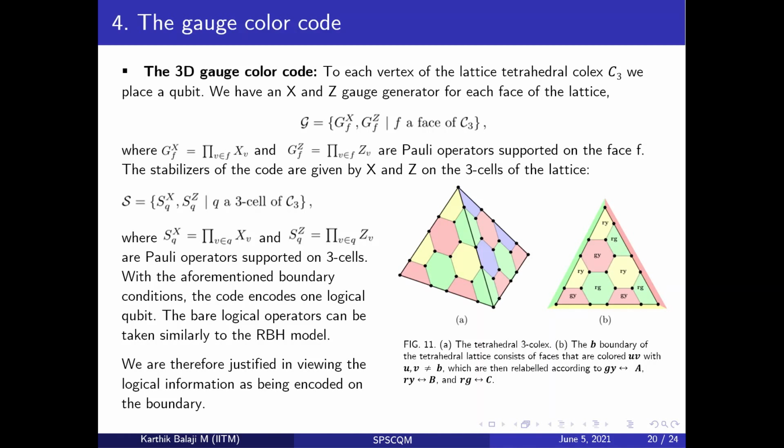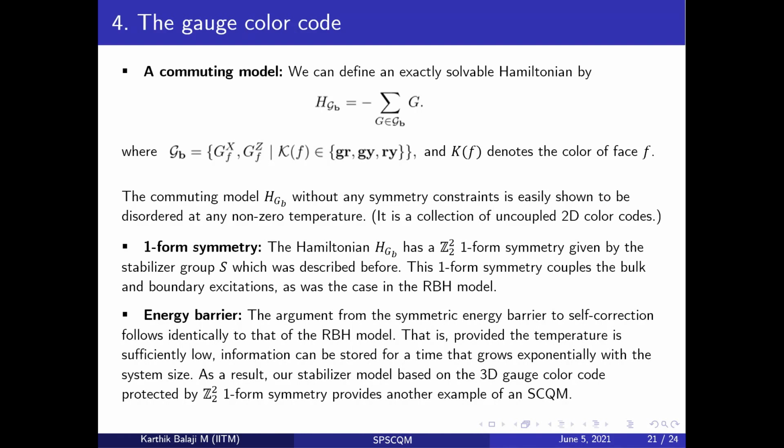The bare logical operators for this qubit can be taken similarly to the RBH model. We are therefore justified in viewing the logical information as being encoded on the boundary, as we would get with the 2D SET model, which is encoded on the boundary of the 3D SPT model. Now we can define an exactly solvable Hamiltonian by this equation, where GB is given by this set and K_F denotes the color of face F. The commuting model H_GB defined here without any symmetry constraints is easily shown to be disordered at any non-zero temperature because it's just a collection of uncoupled 2D color codes, that is 2D SET codes or symmetry-enriched topological codes.